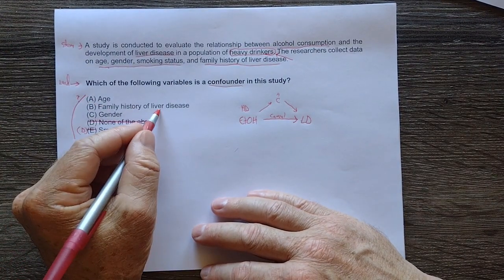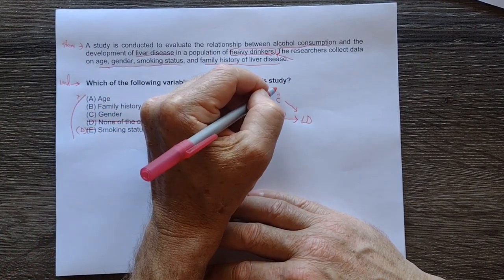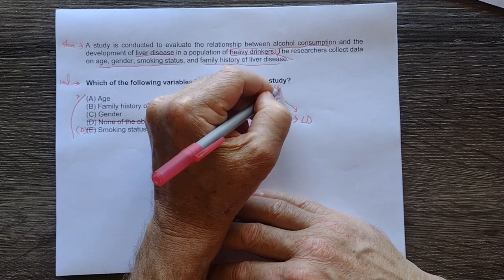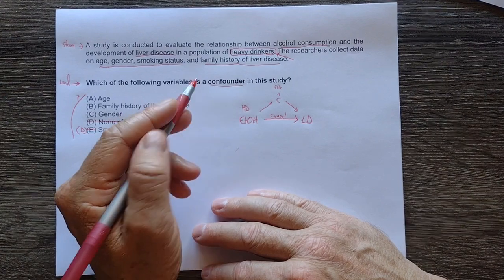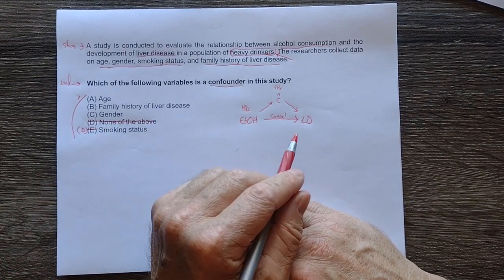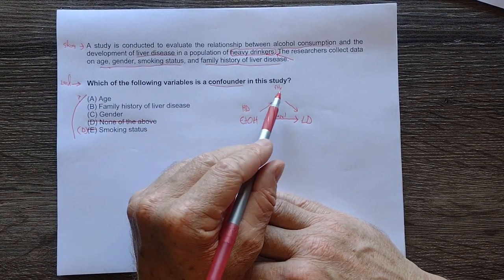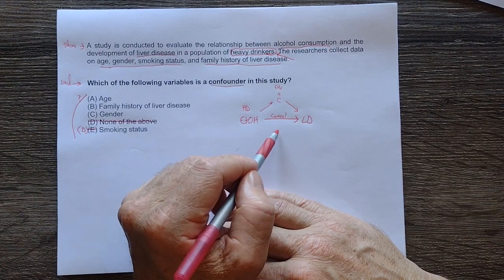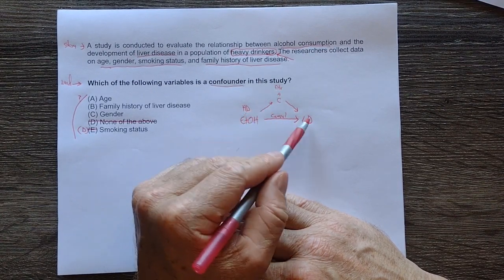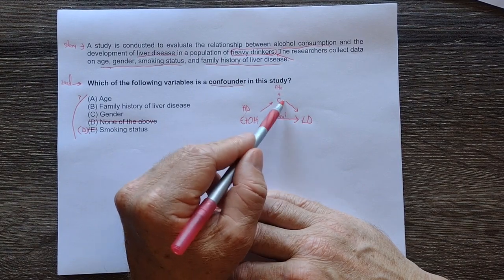Family history of liver disease. So if there's a family history of liver disease, is that an issue here? Does family history have a relationship with ETOH, heavy drinkers? Yes, there's a relationship there. Family history and liver disease, especially with heavy drinkers? Yes, so that's a relationship.